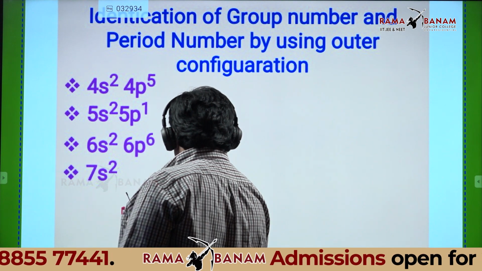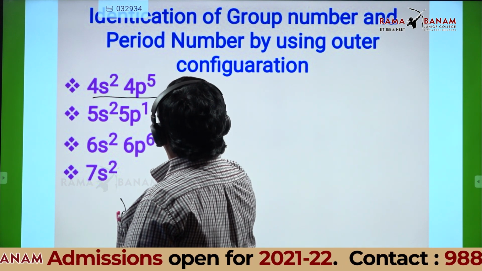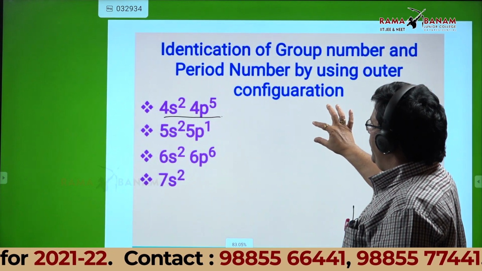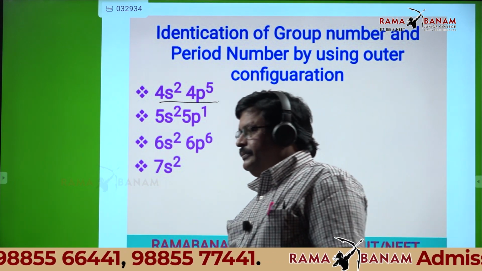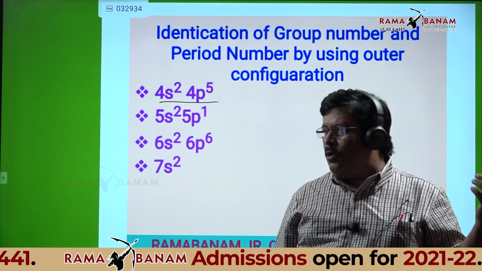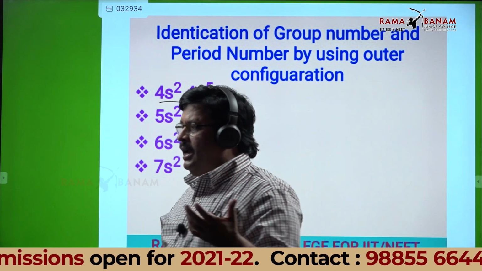This 4s2 4p5 belongs to which group and which period? That's what I am asking. Is the board visible? Do it. I will give 5 minutes time to you all. You identify the group number and period number of these 4 elements. After that I will discuss.